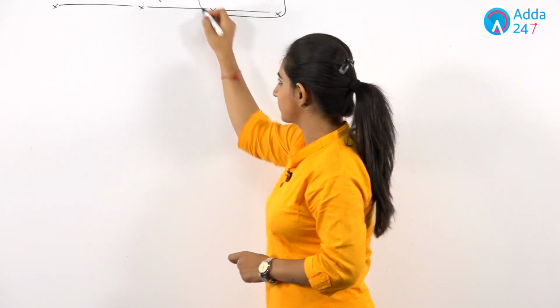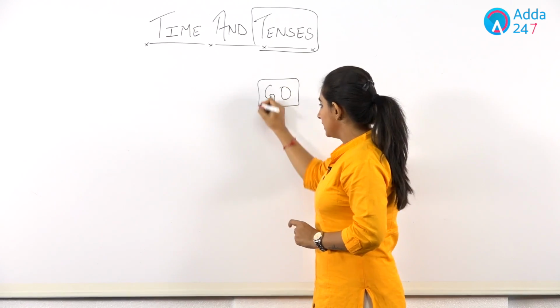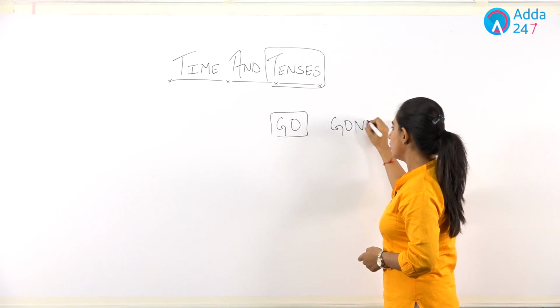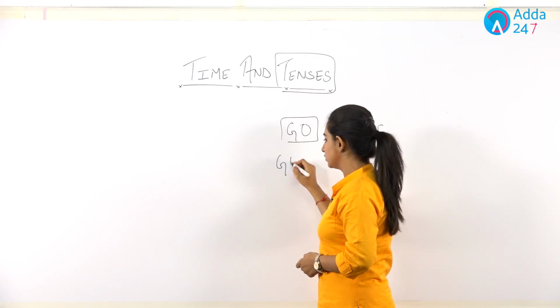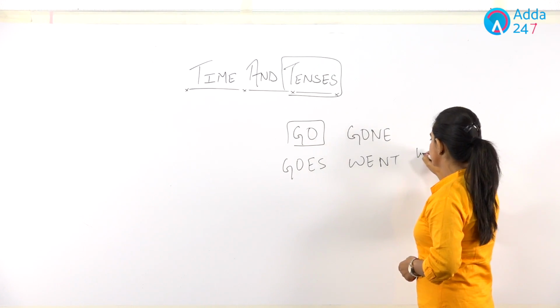Now if I talk about time or tenses, what are these? What is the word written over here, tenses, mean? If I give you a verb, that is go, in how many forms can you use it? Either you can write go, or you can write gone, you can write goes, you can write went, or you can write going.